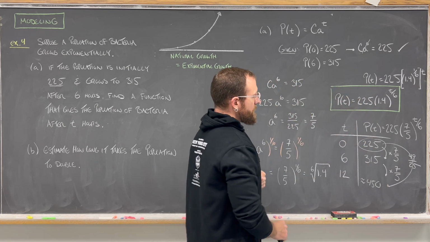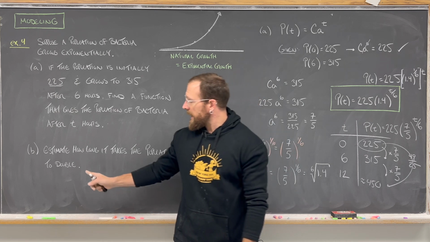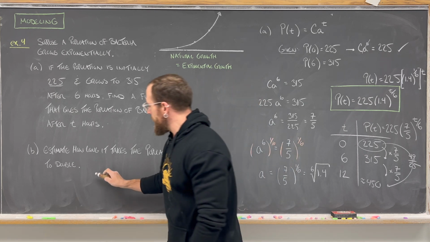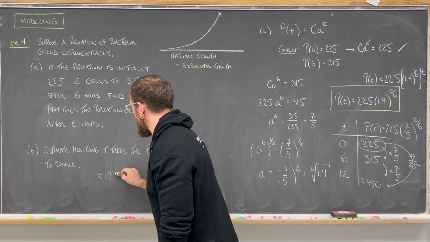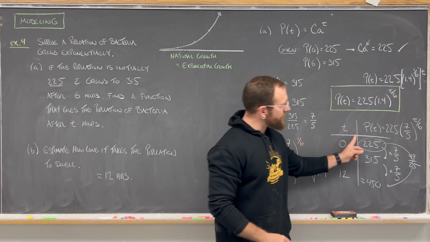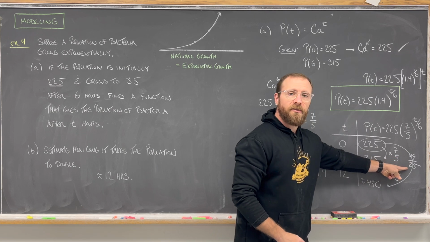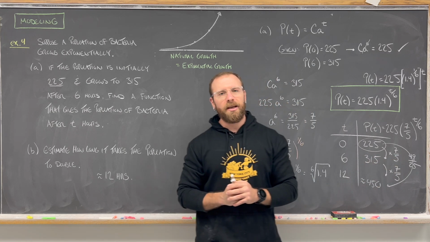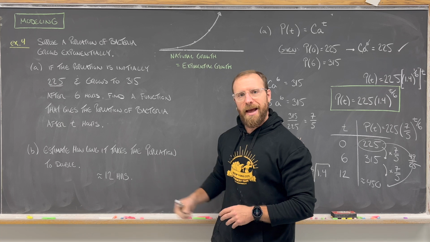So I'm going to say that my estimate for how long it takes the population to double is about 12 hours. Okay, after 12 hours, the population has been multiplied by 49 over 25. So not quite doubling, but very close. So that's a good estimate.